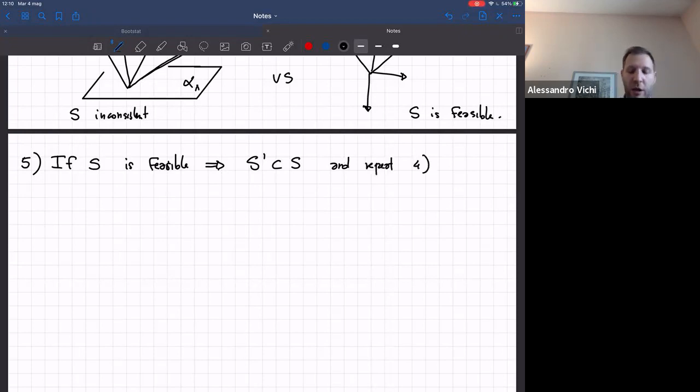You can check S prime. If instead you found a functional alpha, it means that S was inconsistent, and then you can repeat by choosing another spectrum, which now contains S, so it's large, and you can repeat step four.